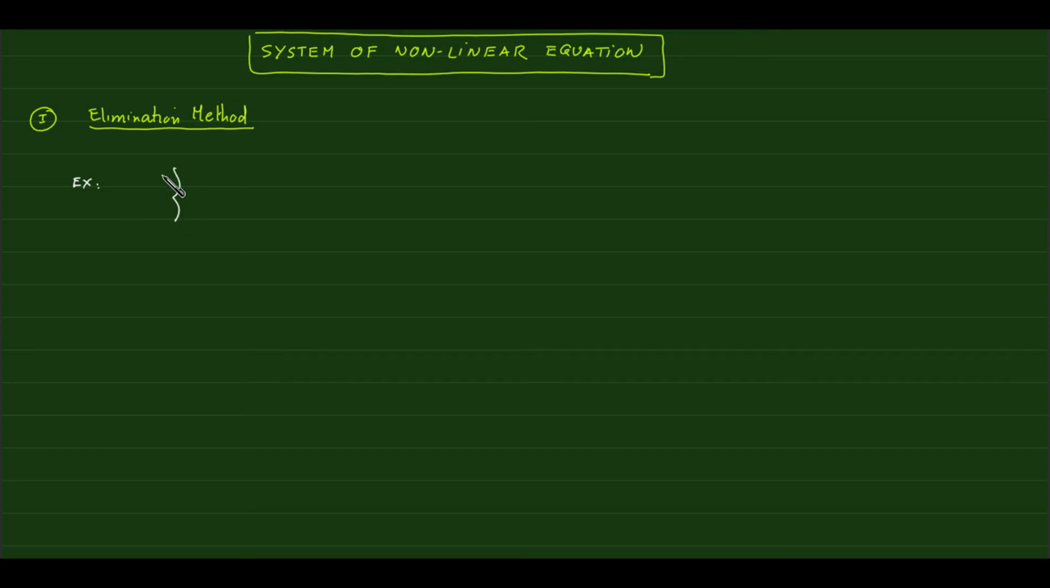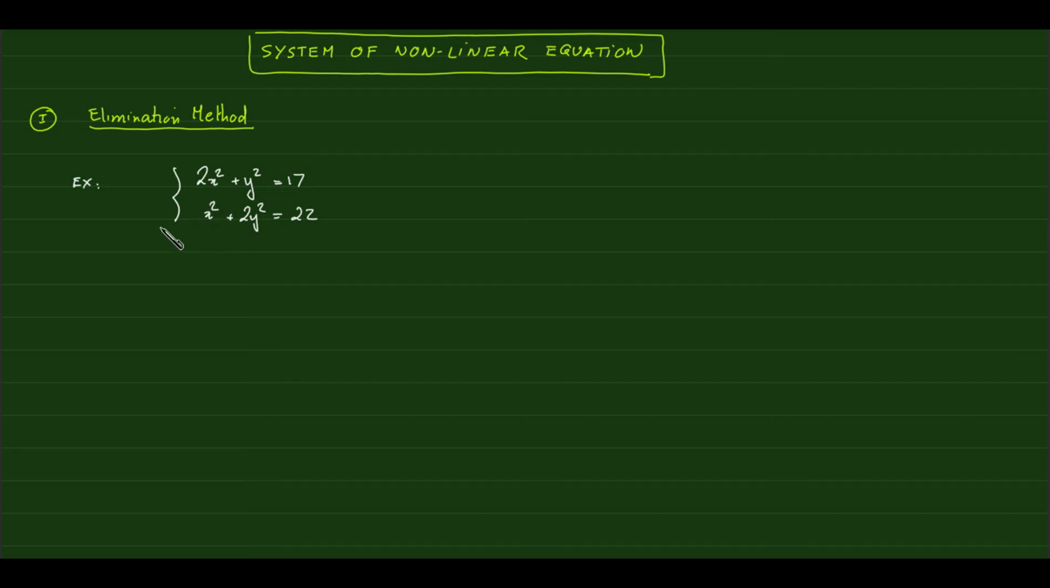For example, I have a system like this. I have 2x squared plus y squared equals 17, and over here I have x squared plus 2y squared equals 22. What do you see over here? The first equation is nonlinear, and the second equation is also nonlinear. The condition for a system to be called nonlinear is that you just need one of the equations to be nonlinear, but here both equations are nonlinear, so of course this system is nonlinear.